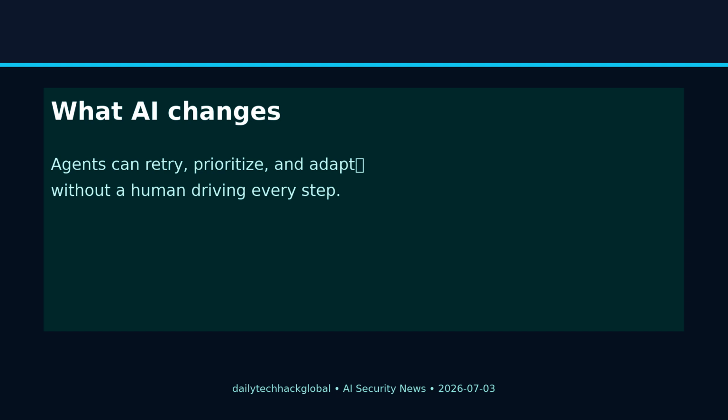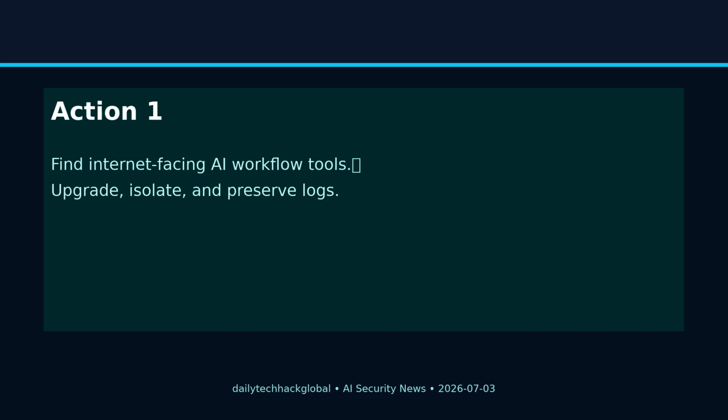Here is the practical checklist. First, find every internet-facing Langflow or AI Builder instance. Confirm version, authentication, and network restrictions. If CVE-2025-3248 applies, upgrade to a fixed version, isolate the service, and preserve logs before they roll off.